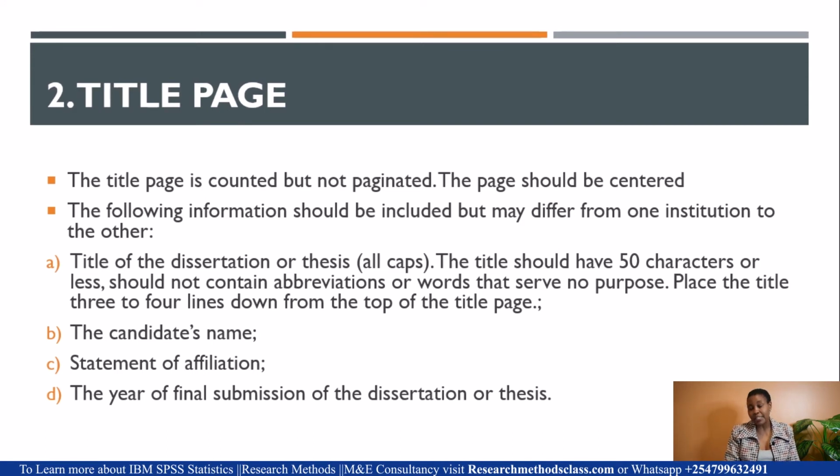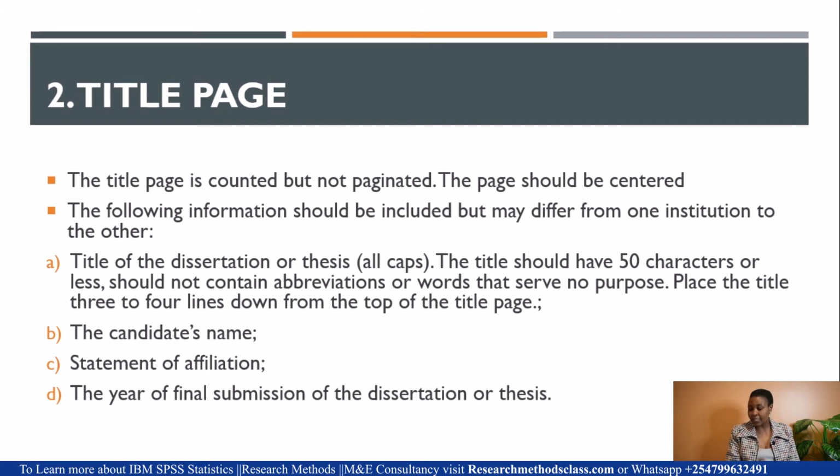1, title of the dissertation or thesis, which should be in caps and the only section that is bolded. The title should be about 50 characters or less, and should not contain abbreviations or words that serve no purpose. For instance, writing a title, an investigation into the factors influencing sustainability. The words an investigation into serve no purpose. So the title should just be factors influencing sustainability of community projects, for instance. So avoid abbreviations in the title and words that serve no purpose.